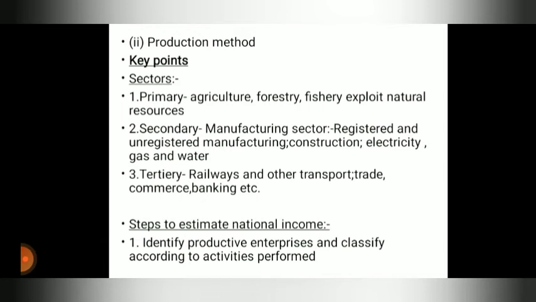Then in the second part of the question, we are told to explain the production method as a method to determine national income. First of all, in the production method, we are dividing the producing enterprises into various sectors. The primary sector includes agriculture, forestry, fishery, and these exploit natural resources directly to harness output. Then the second sector is the secondary sector, which includes manufacturing enterprises. It includes registered manufacturing, unregistered manufacturing, construction activities, electricity, gas and water.